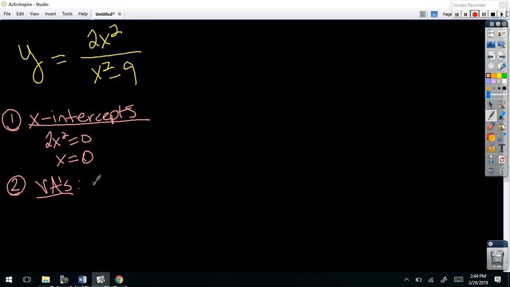Now, when you set the bottom to 0, how do you solve that? Add 9. What's the square root of 9? Plus or minus 3. Yes, I have 2 vertical asymptotes. Is it always going to be plus or minus? If it's a square root, yes.